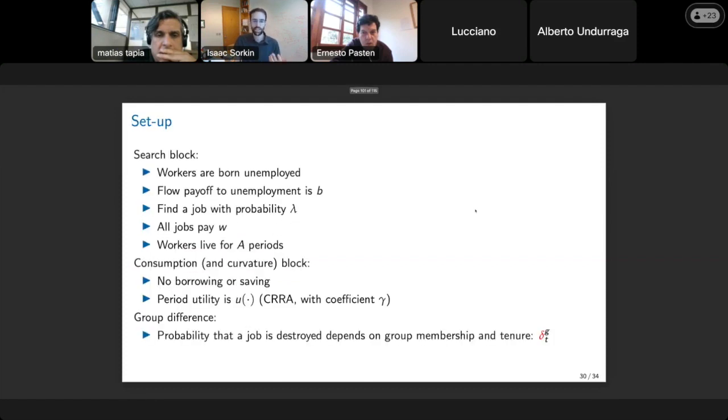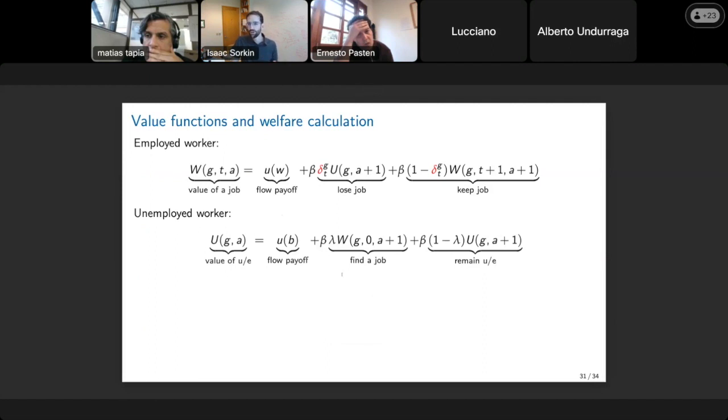The model is basically that workers are born unemployed. There's a flow path of unemployment, workers find a job with probability lambda, all jobs pay W, and workers live for A periods. There's no borrowing or saving, people are hand to mouth, so period utility is CRRA with coefficient gamma. The group difference is just that the probability the job is destroyed depends on group membership and tenure. The value functions are standard. An employed worker gets a flow payoff, and can lose their job or keep their job. An unemployed worker gets a flow payoff, and can find a job or remain unemployed. Then in the next period, you age, so A goes to A+1.